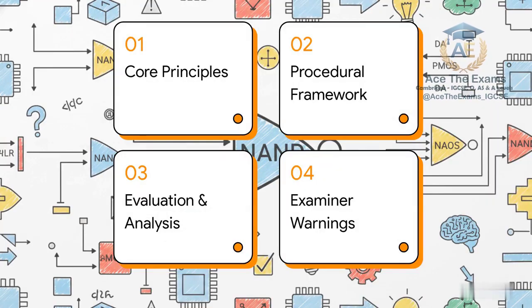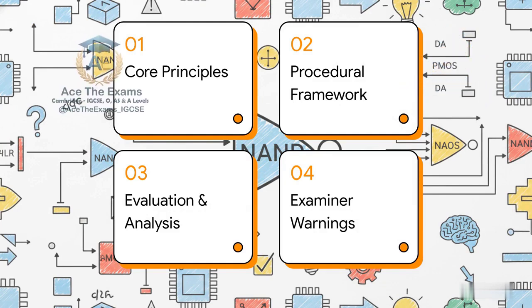So here is our strategic roadmap for today to ensure you know exactly how we'll deconstruct those examiner expectations. We're going to hit 1. Core principles and connections, 2. The procedural framework, 3. Evaluation and analysis, and finally, 4. Examiner warnings. Let's dive in.